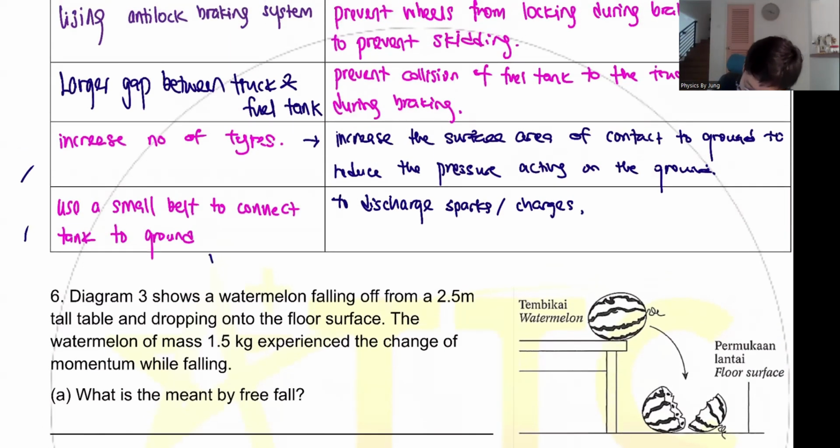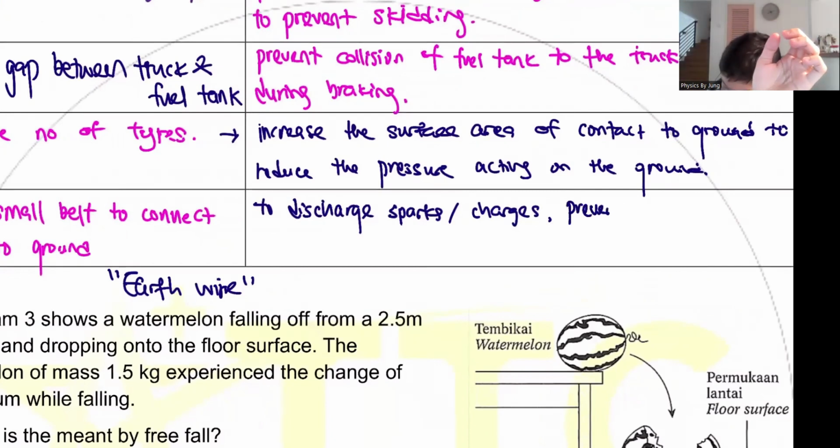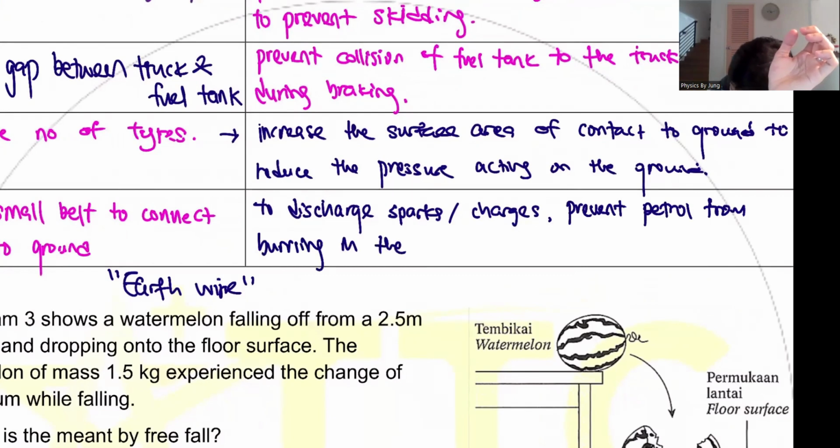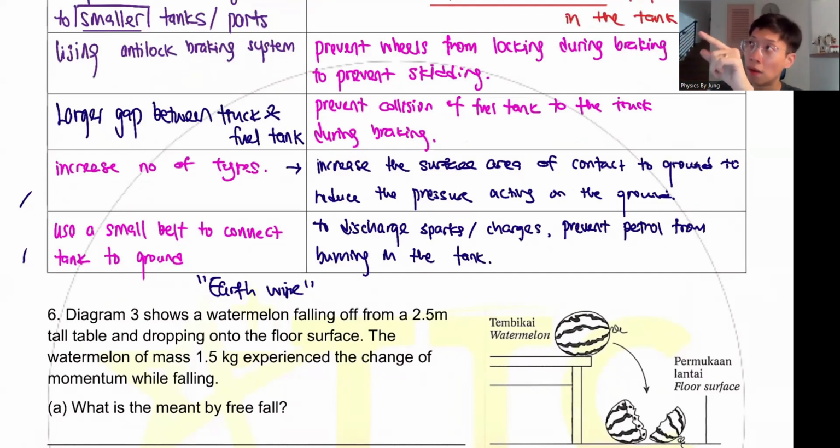This is something very similar to, have you ever heard of what an earth wire is? Okay, so what is it? When there's extra electric current, this thing will pull the current away, right? So this will allow you to discharge sparks, to discharge additional charges, and therefore prevent the petrol from burning in the tank.